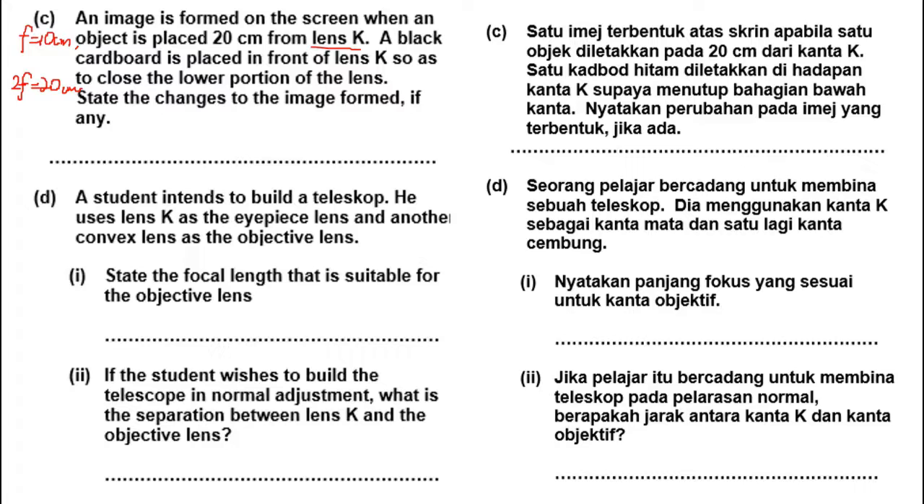So this time you have a cardboard placed in front of lens K. I just draw the situation like this. You are using a black cardboard to partially cover lens K. This is lens K. Maybe this is the F point, and this is the 2F point, 20 centimeter. So this is your object, for example. So what can you expect? Any changes to the image formed?